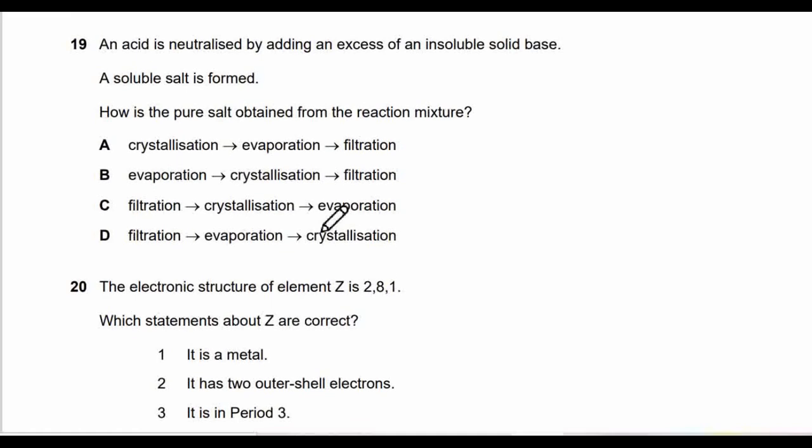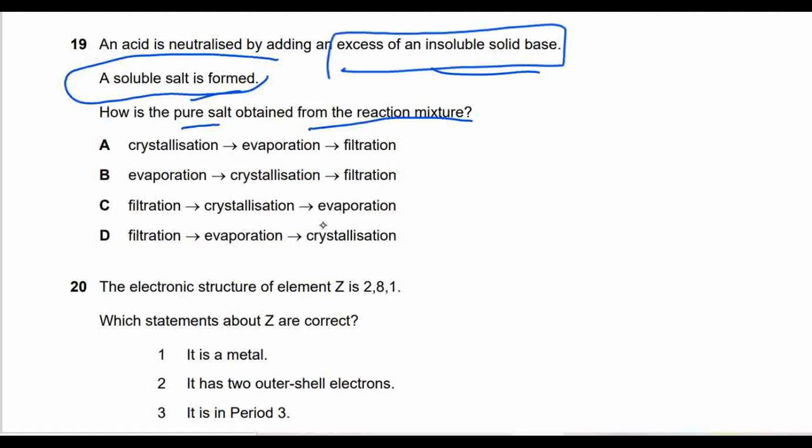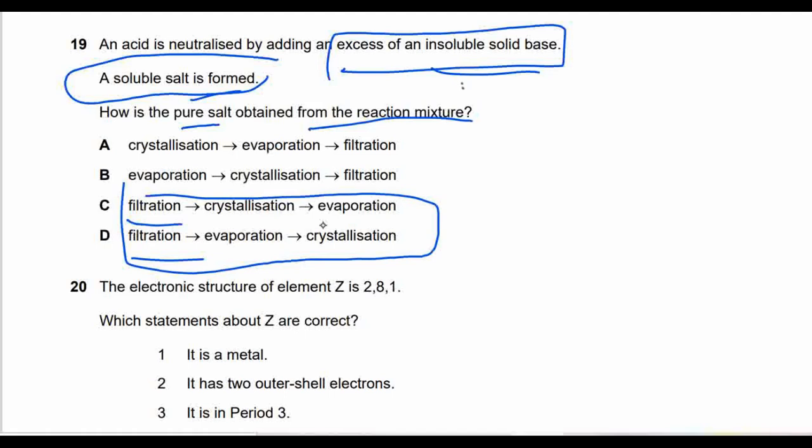Alright, let's move on to question 19. An acid is neutralized by adding an excess of insoluble solid base. A soluble salt is formed. How is pure salt obtained from the reaction mixture? So when the salt is soluble, there is excess of insoluble solid base, so we have to filter it. Filtration will be the first step to separate the excess of insoluble solid base.